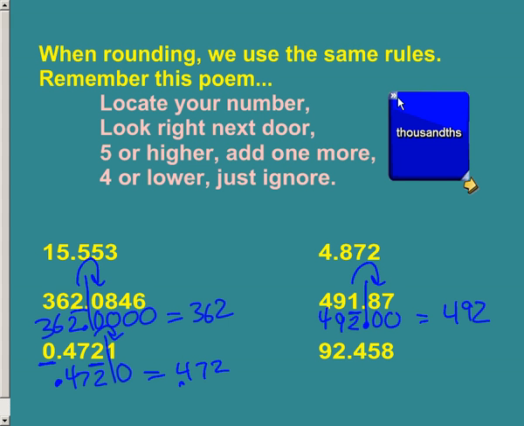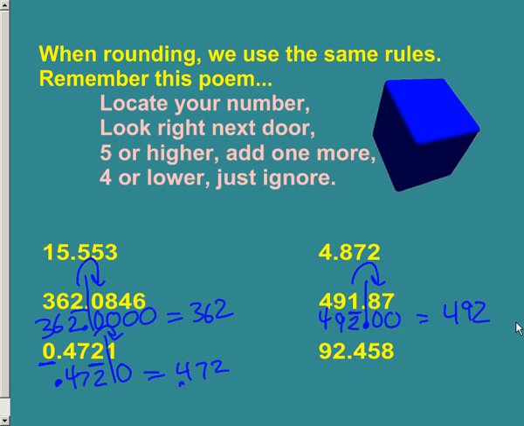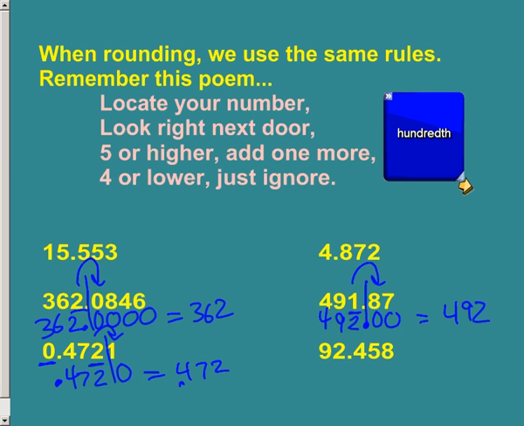All right, try this last one. I want you to round this number, 92 and 458 thousandths, to the hundredths place. Go ahead.